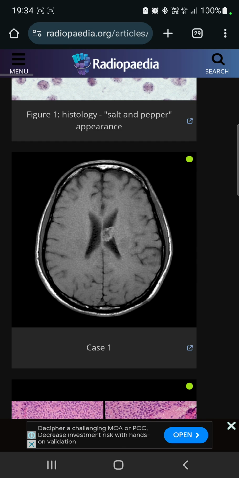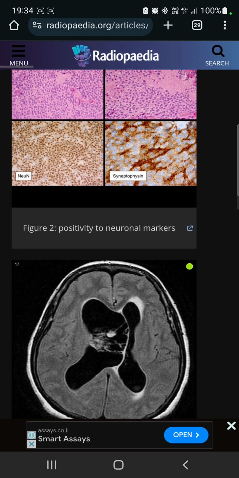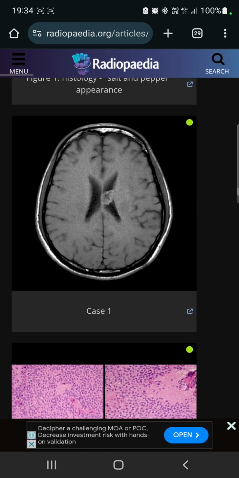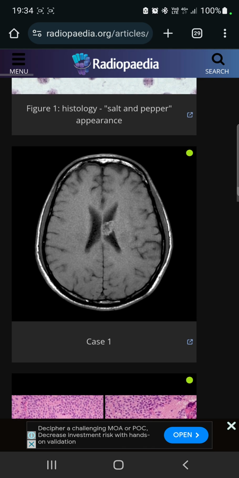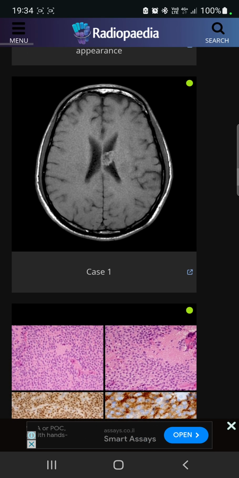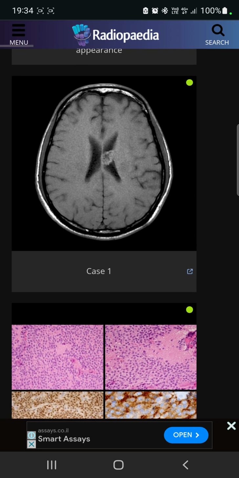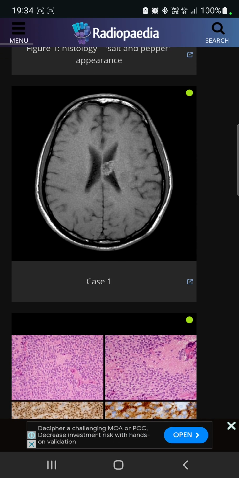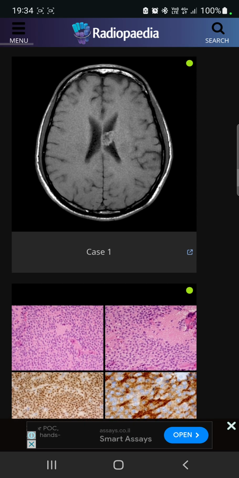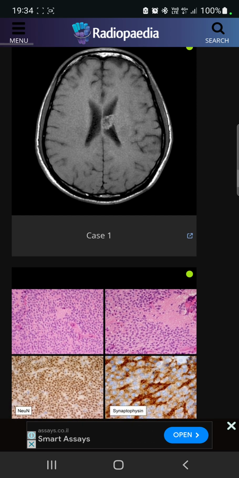heterogeneous lesion on T1, as you can see right over here. It's considered again a grade 2 neuronal tumor. Usually the age of these patients is young adults. The location, as you can see, is usually the anterior part of the lateral ventricle near the foramen of Monro. I mean the foramen that connects the lateral ventricles to the third ventricle. And sometimes it even extends through the foramen of Monro to the third ventricle.